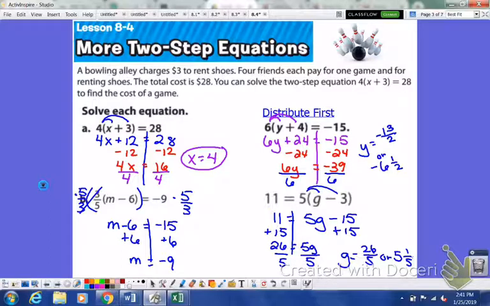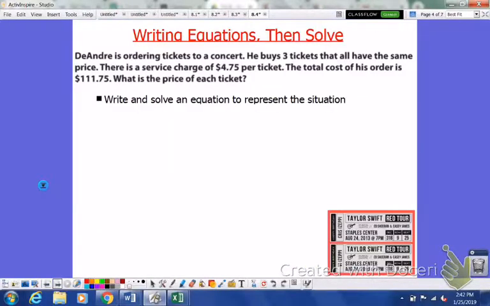Okay, so distributing first will always work. If you're not sure, go ahead and distribute. Follow all the steps like we did on all these problems. Or, problem like here, I see 4 easily divides into 28, so we could have divided first. Now again, here, 6, negative 15, that's going to give me a fraction, and we don't want to work with fractions if we don't have to. So take your pick. Both ways will work.